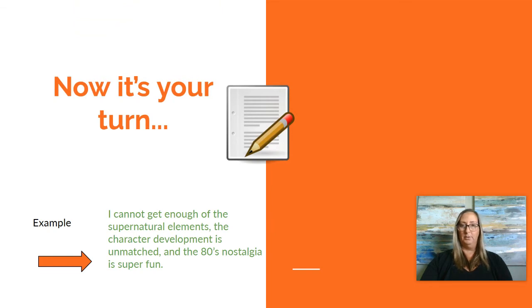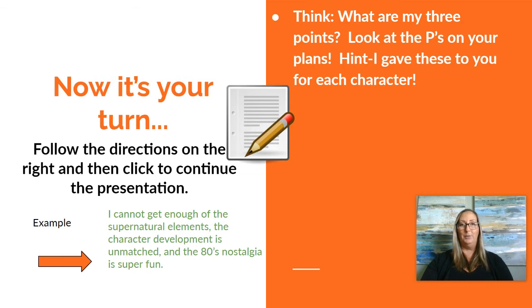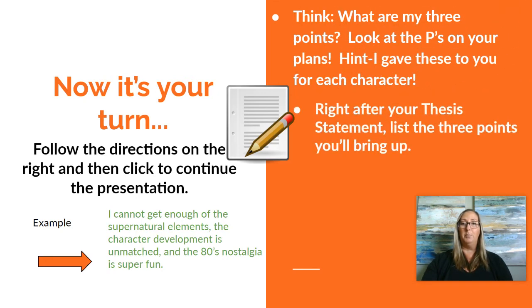Now it's your turn. This one's super easy because if you notice, I gave you these points for each character. You don't have to think of new ones. You've already gotten them done. You just have to now fit them into your introduction so they go together and make sense. So right now, I want you to press pause after your thesis statement that you just wrote. I want you to list the 3 main points that you're going to bring up, and that's going to be the piece that you wrote for these character paragraphs. Press pause, list your preview, and then press play again so we can move on.